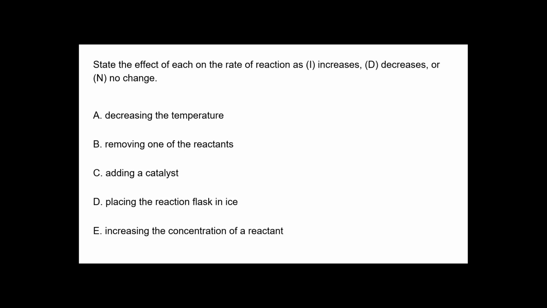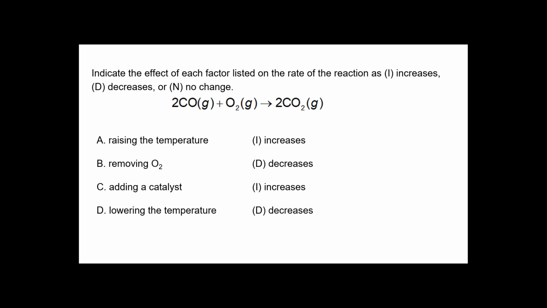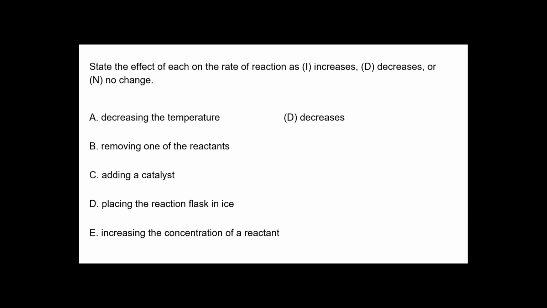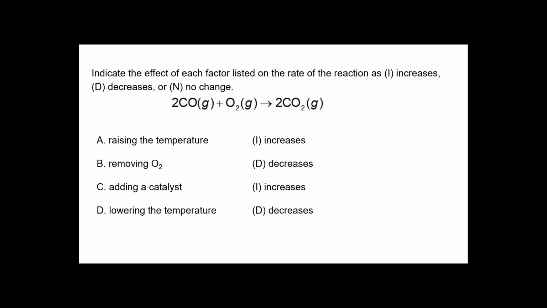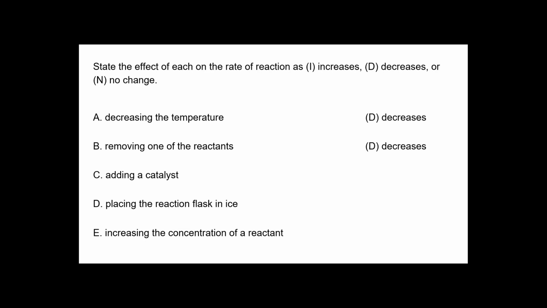Okay, state the effect of each on the rate of reaction as I, D, or N. So decreasing the temperature. What do you think that is? That's going to decrease. That was just the example that we covered here. So lowering the temperature is the same as decreasing the temperature. Removing one of the reactants, we covered that with oxygen. If you remove the oxygen, you are removing a chance for more collisions, which means you're removing the chance of more product happening. So that's going to be decreases.